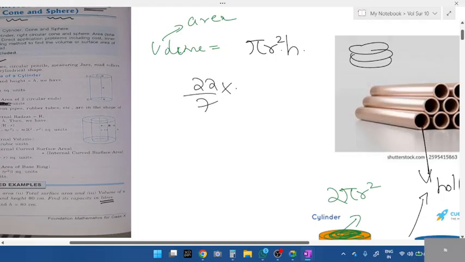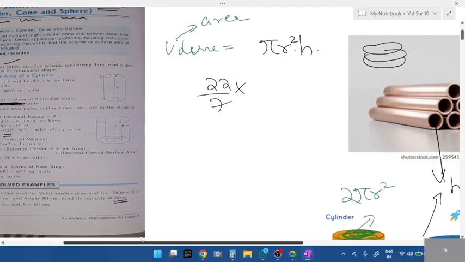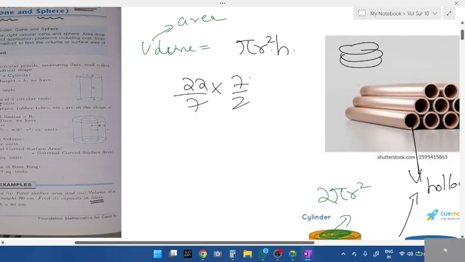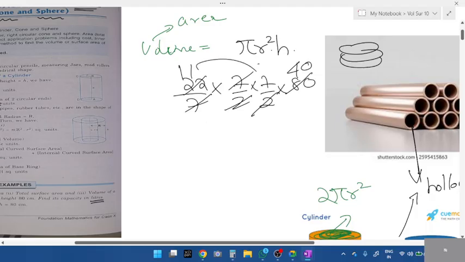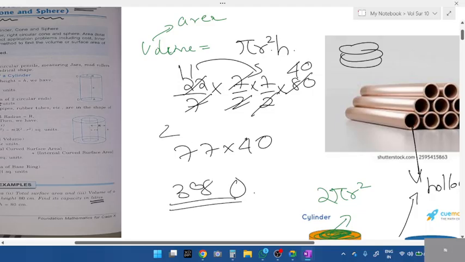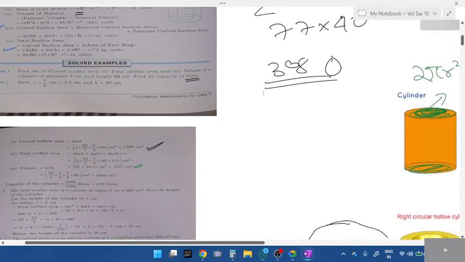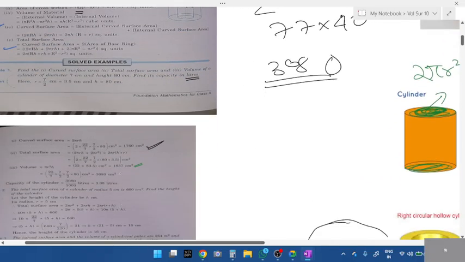22 by 7 into r, which was 7 by 2, whole square. I'll multiply it twice into 80. 7 and 7 get cancelled. 2 ones are 2, 40. 11 into 7 is 77, into 40. 7 fours are 28. 7 fours are 28, 30. 3080 is the answer, centimeter cube. I'll teach you how to convert into volume now.